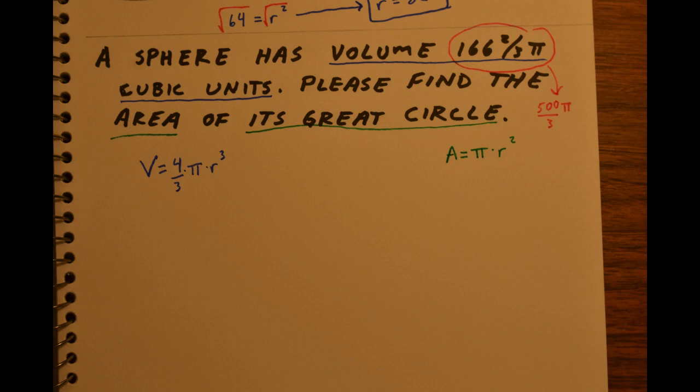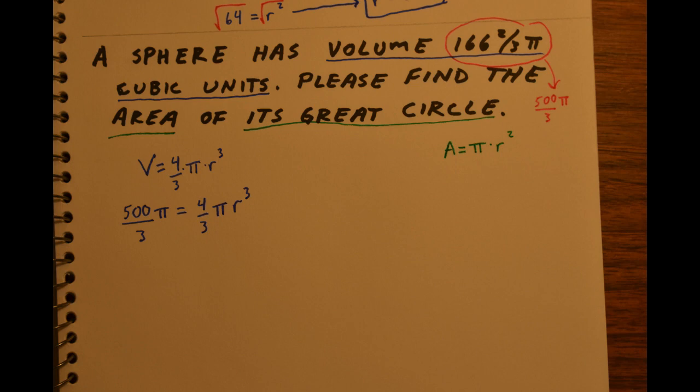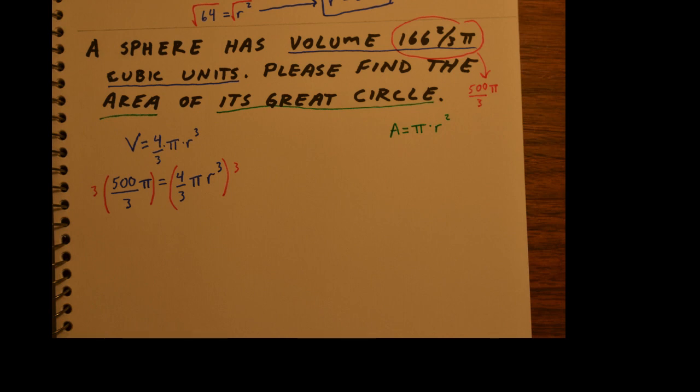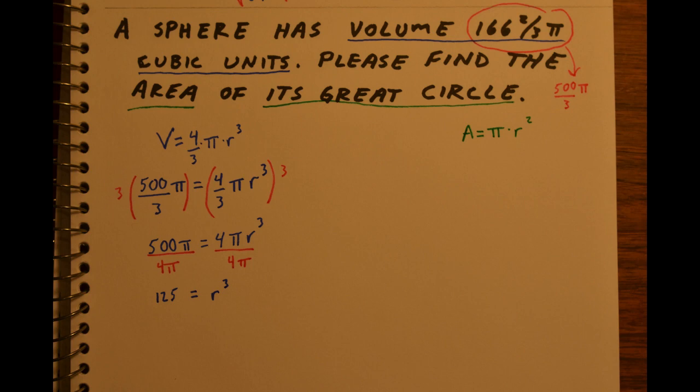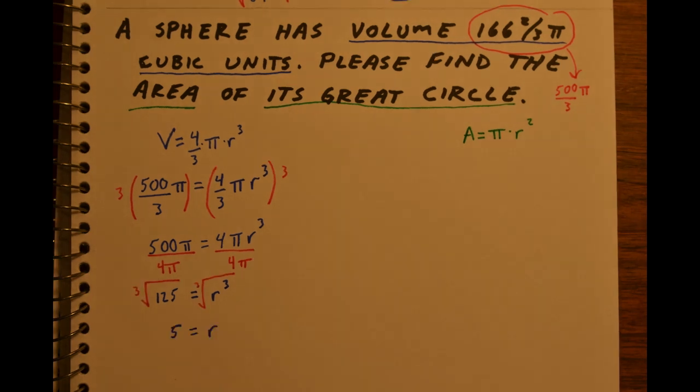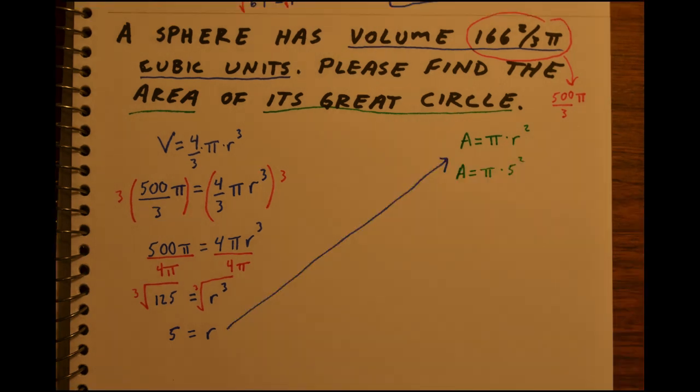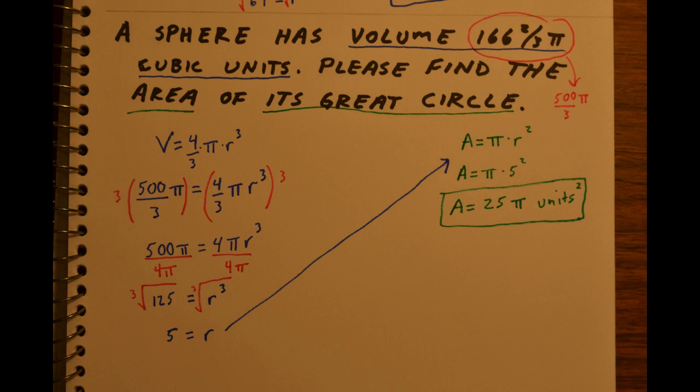I'll turn that into an improper fraction, 500/3 pi. I see on both left and right side of the equation I've got a divided by 3, so I can multiply both sides by 3. And that simplifies the algebra a bit. Divide by 4 pi to isolate the variable r cubed. And then to undo a cube, you use the cube root function. So we have a radius of 5. And then all we have to do is sub that into our area. And we see we have an area of 25 pi square units.